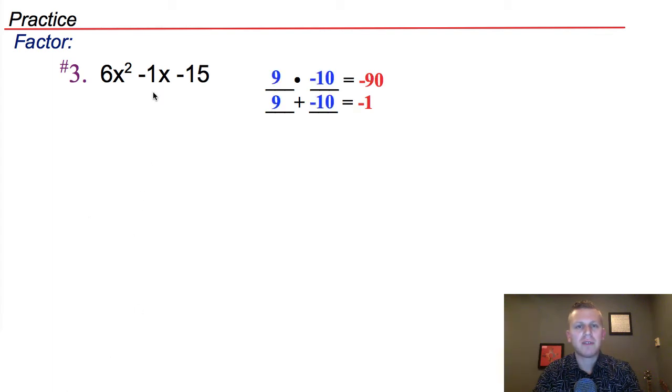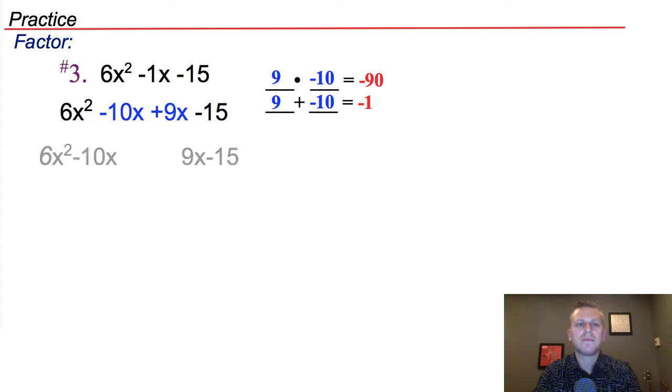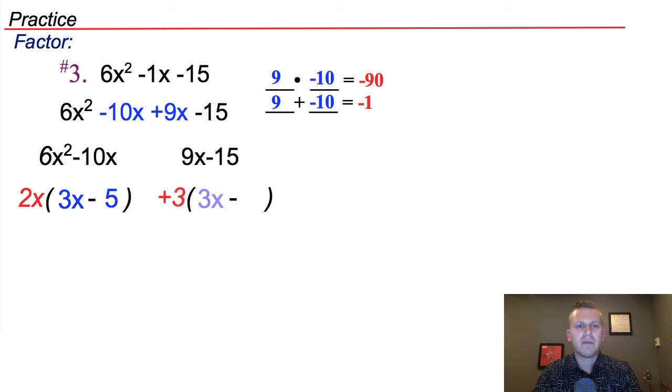Replace negative 1x with negative 10x and positive 9x. Factor by grouping. Split the four terms to form two pairs. GCF factor each pair. The GCF of the first binomial looks like it will be 2x. When I divide this binomial by 2x, I'm left with 3x minus 5. I need to be left over with 3x minus 5 when I find the GCF of the second binomial. The GCF of 9x and 15 is 3. And I am left with 3x minus 5, leaving my factored form as 2x plus 3 times 3x minus 5.